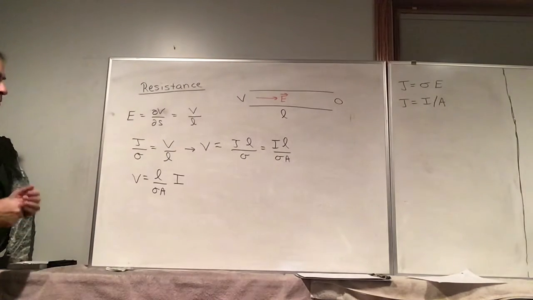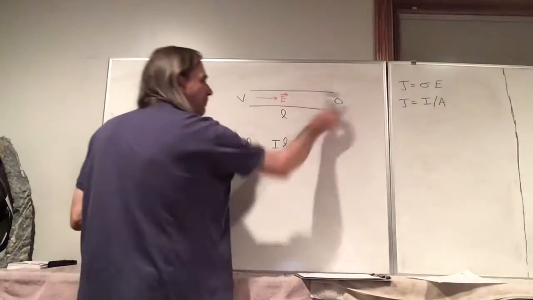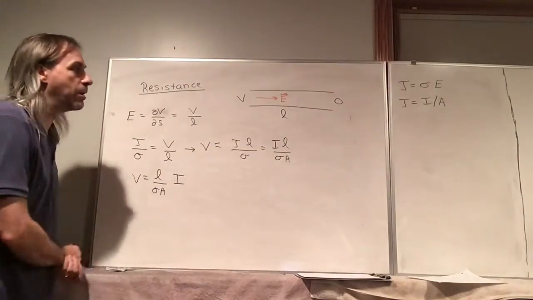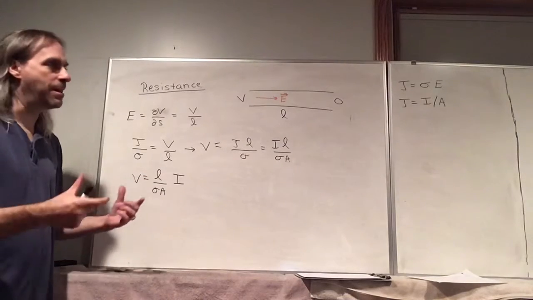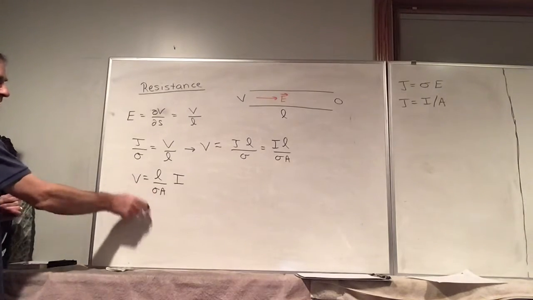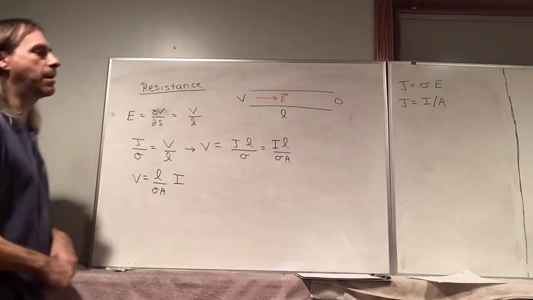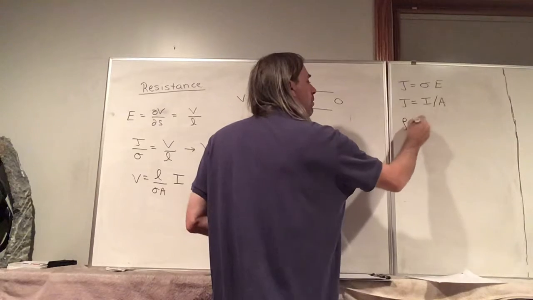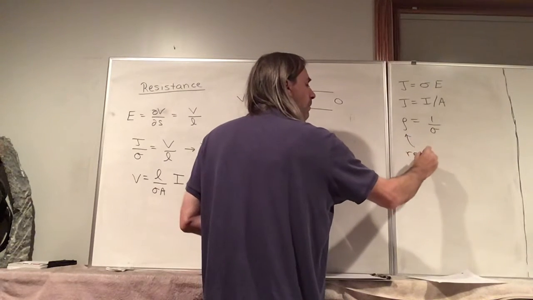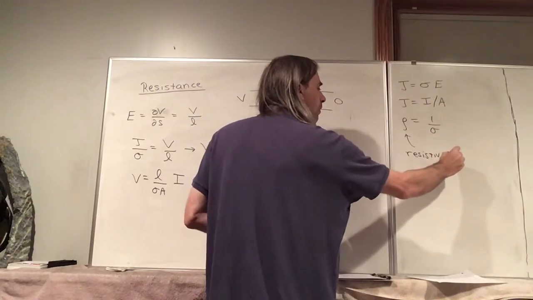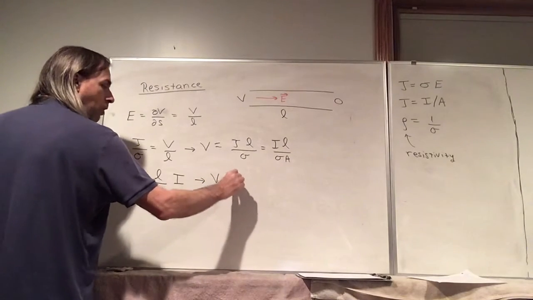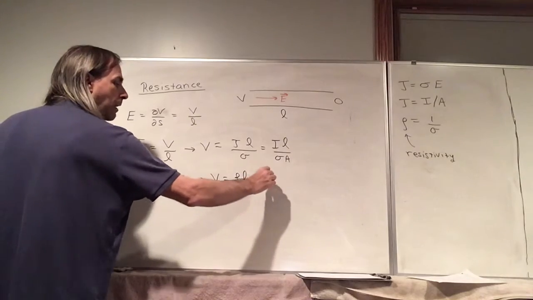I want to play around with this a little bit more. If we look at this wire, sigma is a property of what this wire is made of, like copper. Maybe you could have aluminum, whatever. And L and A are just the dimensions of the object. So I want to kind of separate them. One thing though, we have sigma in the denominator. It's not really necessary, but we're going to define another variable called rho, which is 1 over sigma. This is called the resistivity. And so with that definition, we have V equals rho L over A times I.